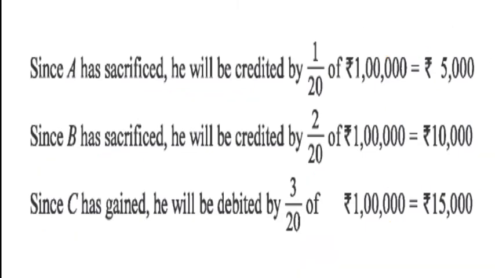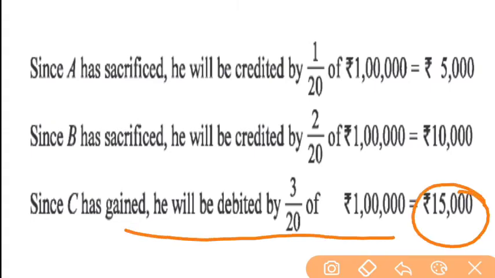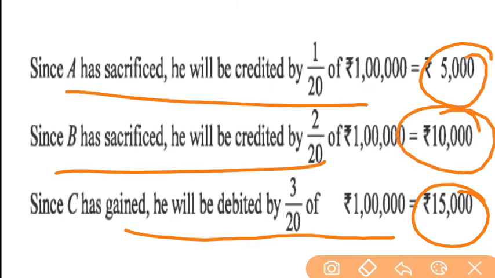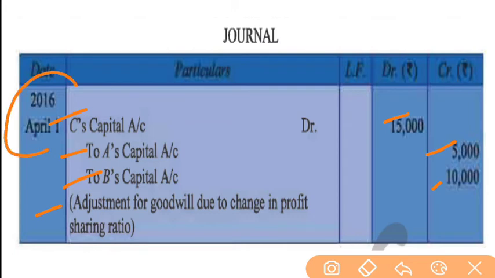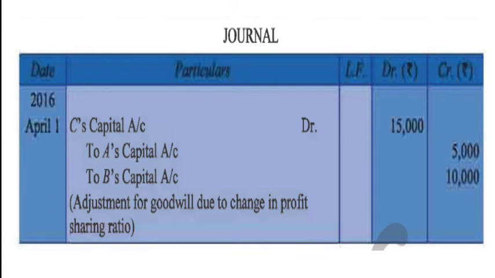Now we will learn one formula: the gaining partner will always be debited and the sacrificing partner will always be credited. It means C will be debited by 15,000 and A and B will be credited by 5,000 and 10,000 rupees. So the journal entry will be C's capital account 15,000 to A's capital 5,000 to B's capital 10,000. Adjustment for goodwill due to change in profit sharing ratio will be the narration, and the date will be the opening date. Okay students, so like this we will do compensation of goodwill in gaining and sacrificing ratio.